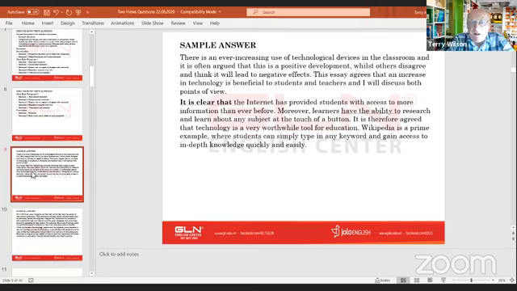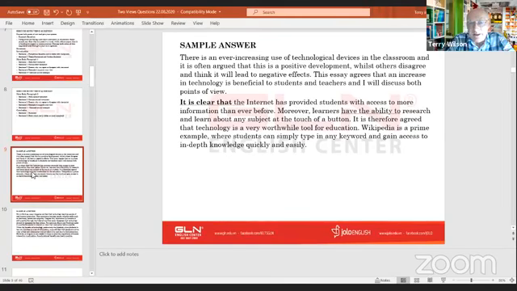So notice how it's linked to the introduction with a phrase such as, it is clear that. It is clear that the internet has provided students with access to more information than ever before. So a clear statement to start the paragraph. And of course, it's focused on the topic in the question.